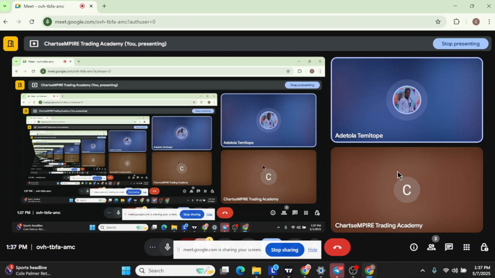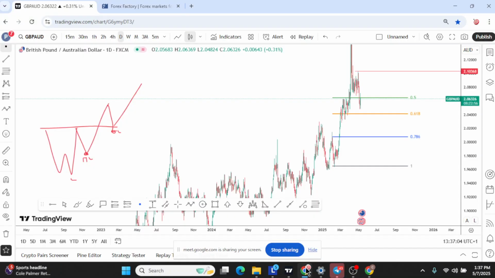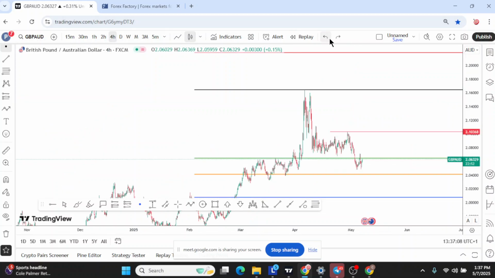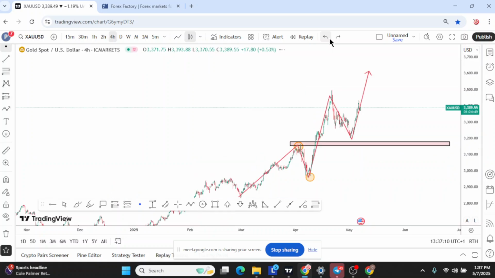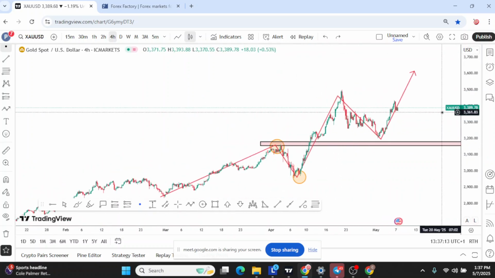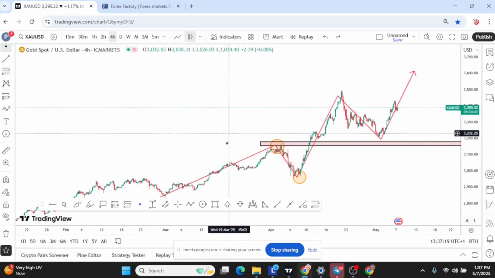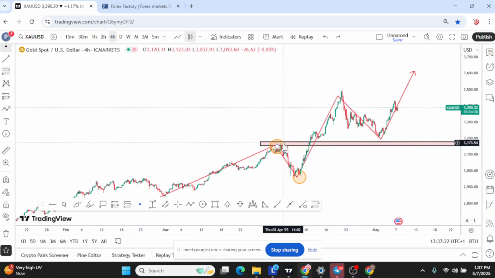Can you go back to that gold chart? Okay. When you say previous, you see this previous resistance level, the one you mark, yes, that place. So you see that price did not come back to that level. Yes, yes, that was what I was saying.